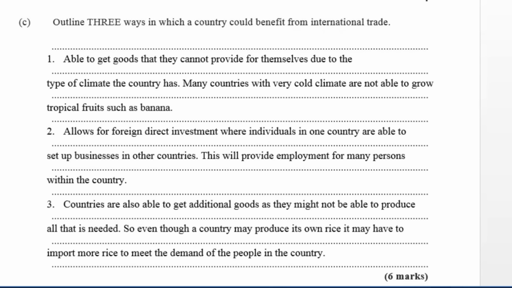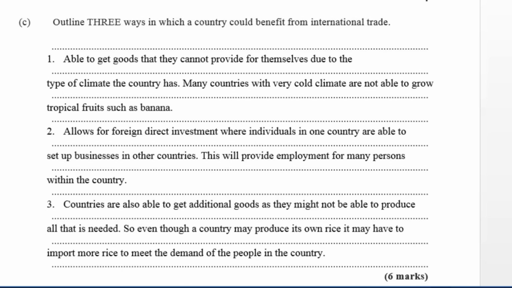Two, it allows for foreign direct investment, where individuals in one country are able to set up businesses in other countries. And guess what? This will provide employment for many persons within that country. And I know some countries rely a lot on foreign direct investment.